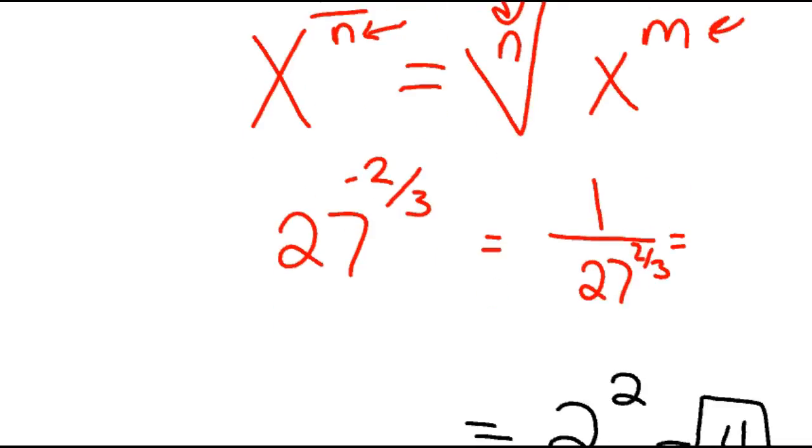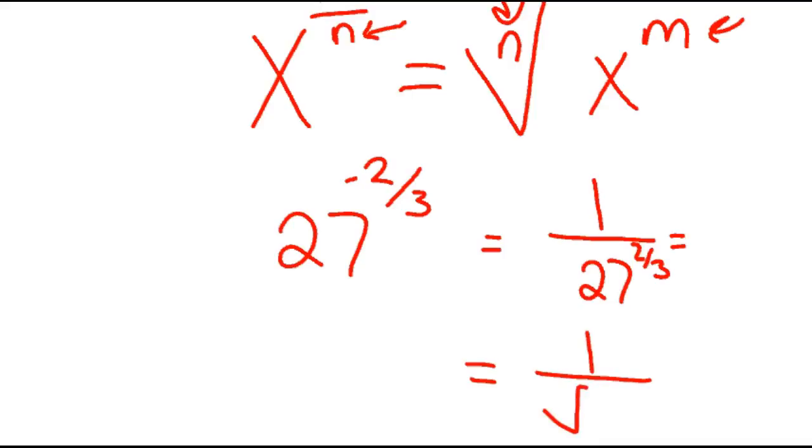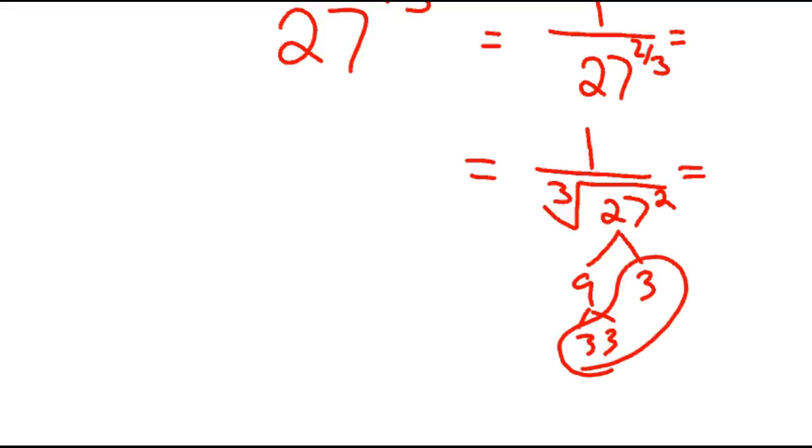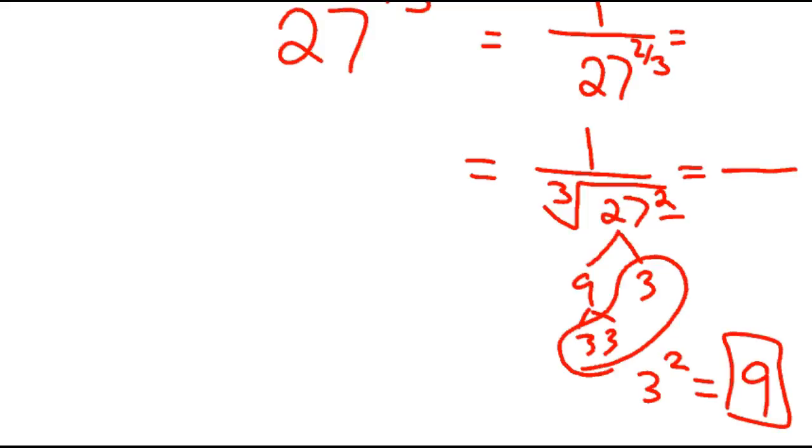So then that becomes 1 over the cube root of 27 squared. The cube root of 27, again, breaks down into 3 and 3 and 3, and I picked one that's going to come out even, so that's 3. But we're still squared, so it's 3 squared, which is 9. And I forgot it was negative, so 27 to the negative 2/3 is actually 1/9.